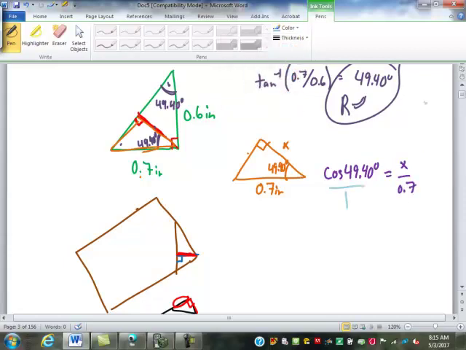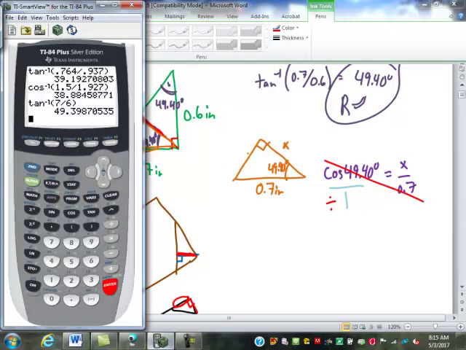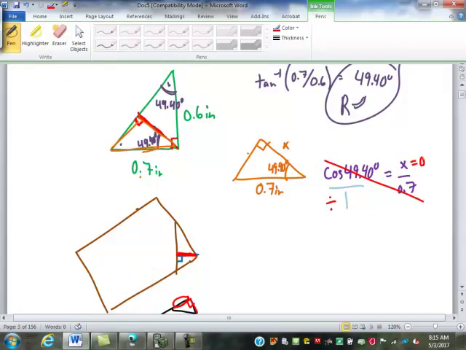Put that over 1, and I cross multiply and divide. Cosine 49.40 times 0.7 divided by 1. I get 0.456. So that's that distance across there. It's 0.456 inches. So that's the top side of that triangle.